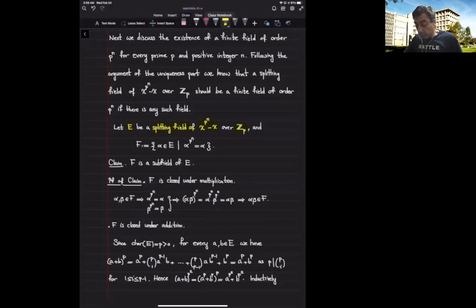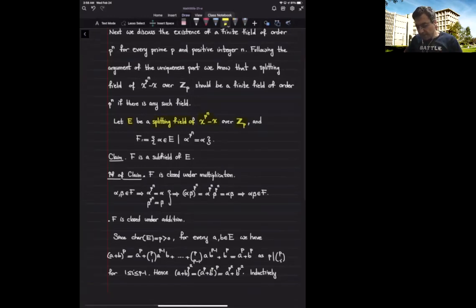Now we are going to consider all the zeros of this polynomial inside E. Notice that, again, if E was of order p to the n, we have already showed that all the elements of such a field should be zeros of x to the power p to the n minus x. So that's an indication why we should focus on zeros of this polynomial.